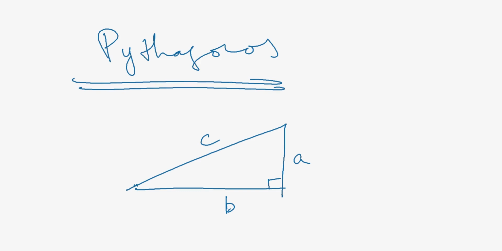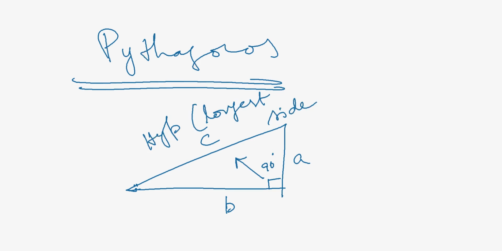the sum of the squares of the smaller two sides must be equal to the square of the hypotenuse. That is the longest side, because the longest side will always be the side opposite the 90 degrees, and this is called the hypotenuse, and this will be the longest side of a right angled triangle.